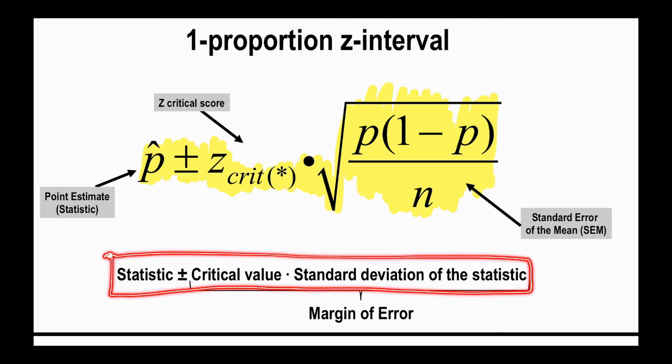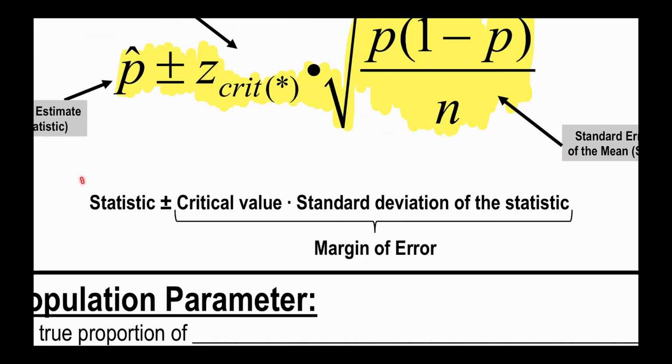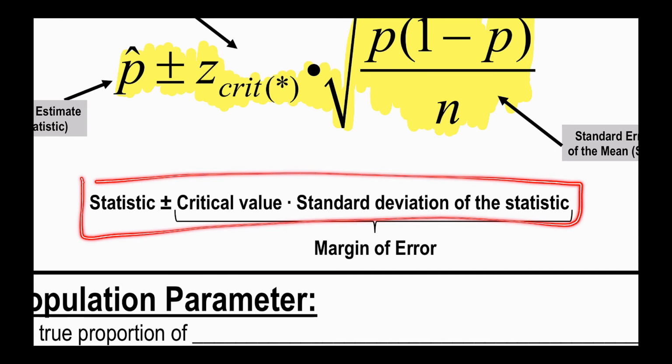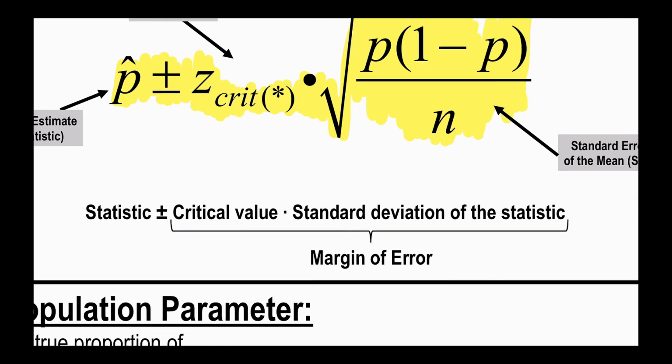Isn't that technically the formula? Statistic plus or minus critical value times the standard deviation. That's technically the formula. So when students say, do I have to memorize the formula? I'm like, no, they give it to you. It's right here. It's not specific. It works for all confidence intervals. Okay.